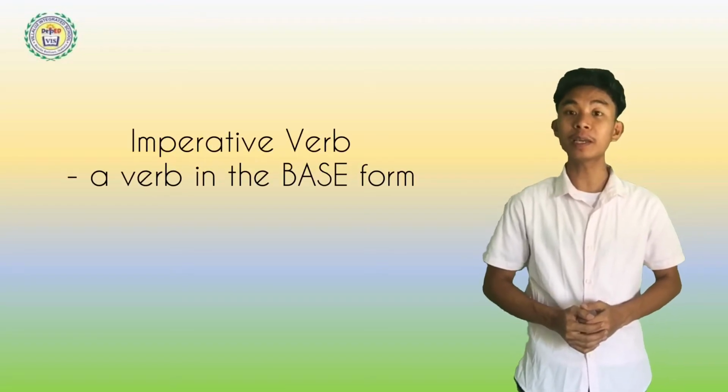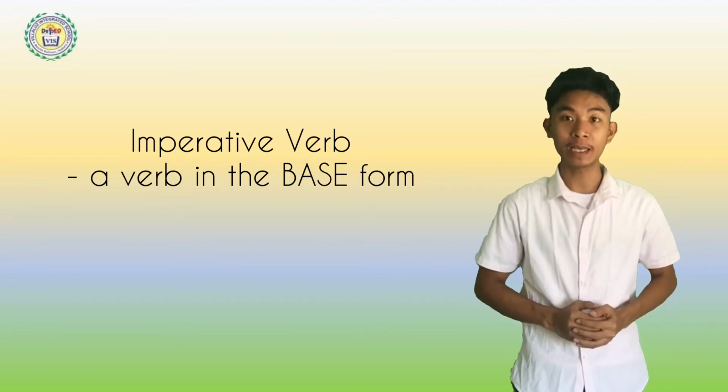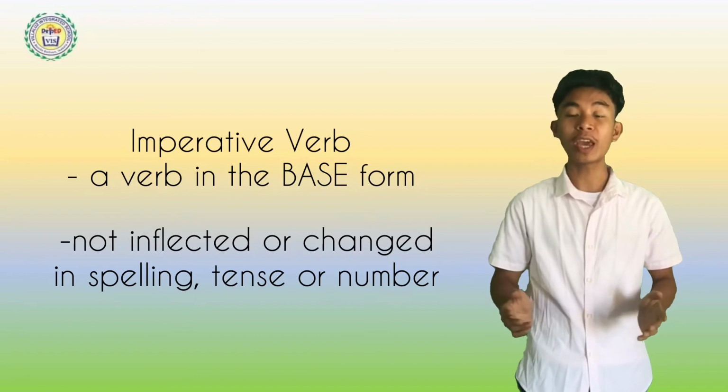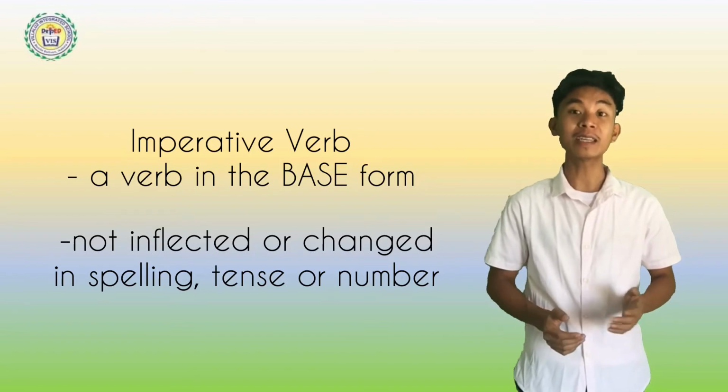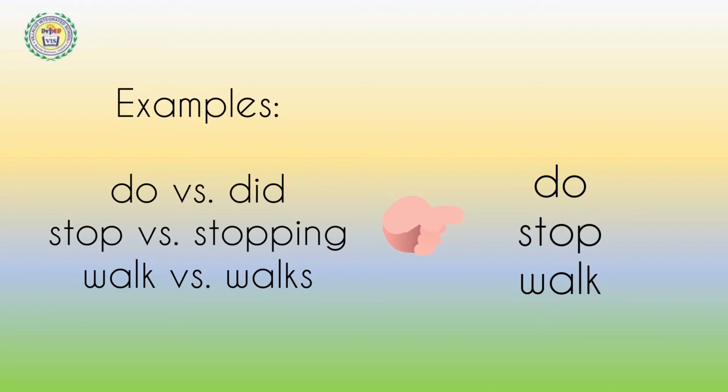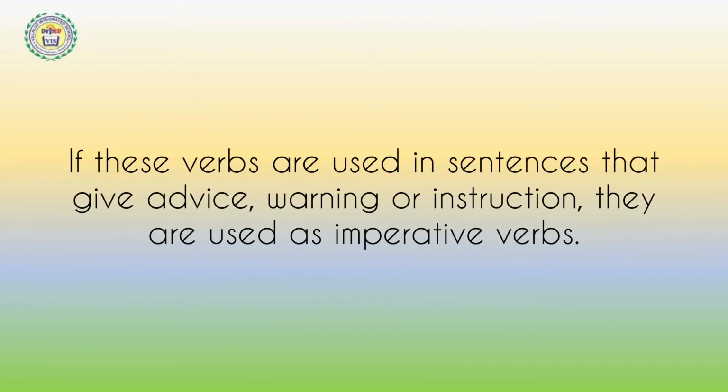Imperative sentences are made up of imperative verbs. An imperative verb is a verb in a base form. When we say it is in the base form, these verbs are not inflected or changed in spelling, tense, or number. Look at these examples. The verbs in base form are do, stop, and walk. If used in a sentence that gives advice, warning, or instruction, they will be called imperative verbs.